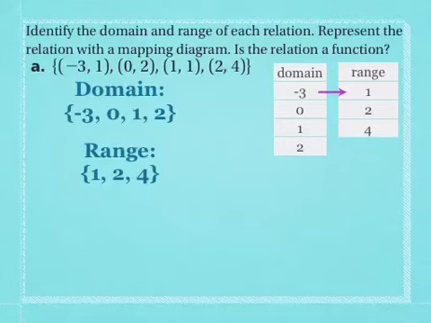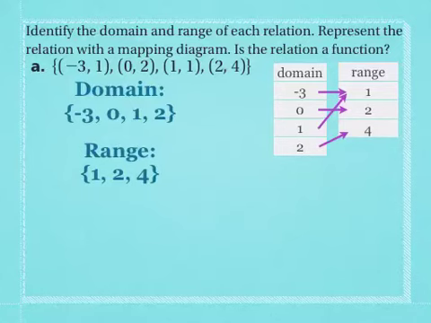The next ordered pair is 0, 2. So we draw a line from 0 to 2. The next one is 1, 1. So we're going to draw a line from the domain value 1 to the range value 1. And then the last one is 2, 4. So from domain value 2 to the range value of 4.